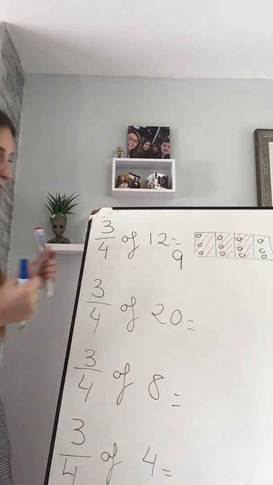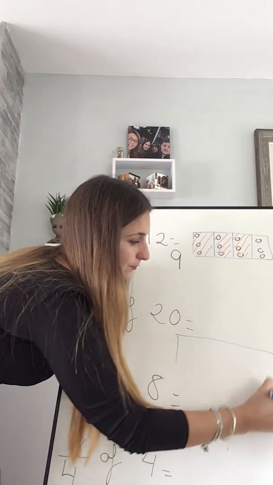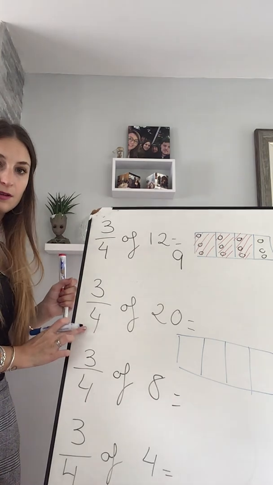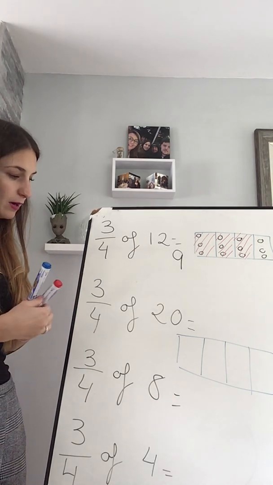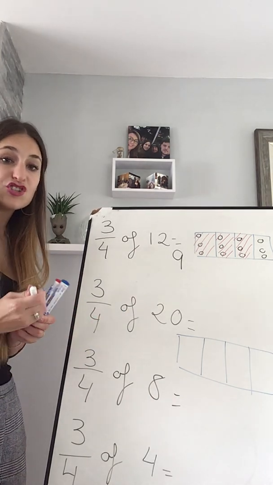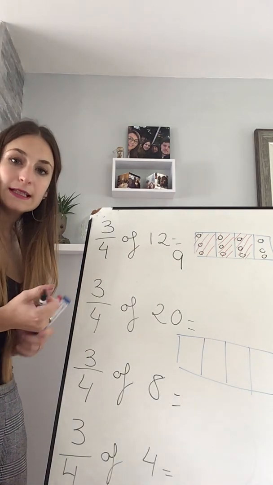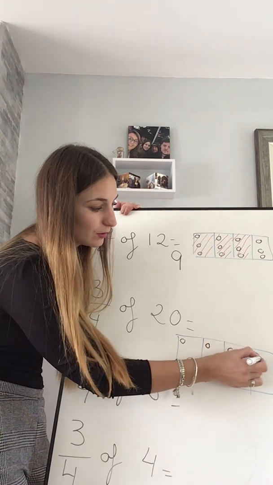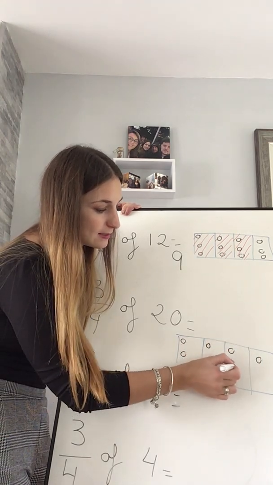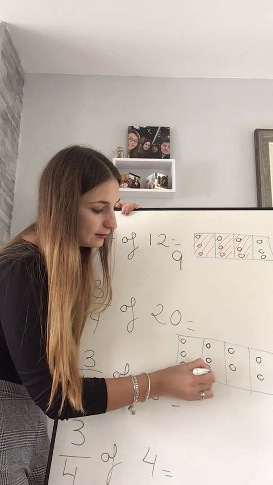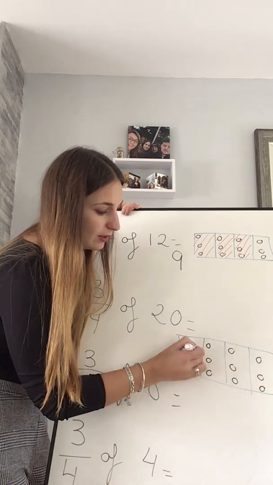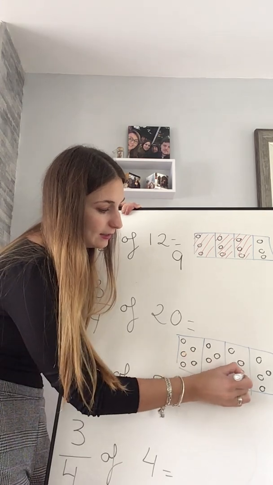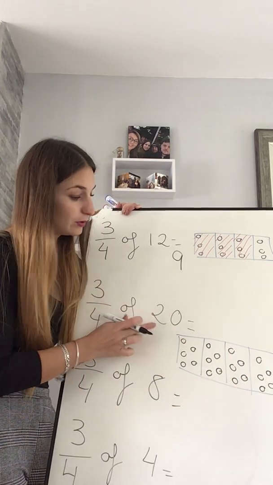Okay? So I'm going to do this one. Again, you have it split into 4 equal parts. And this time you are sharing equally 20. Count with me. 1, 2, 3, 4, 5, 6, 7, 8, 9, 10, 11, 12, 13, 14, 15, 16, 17, 18, 19, 20. Stop. 20.